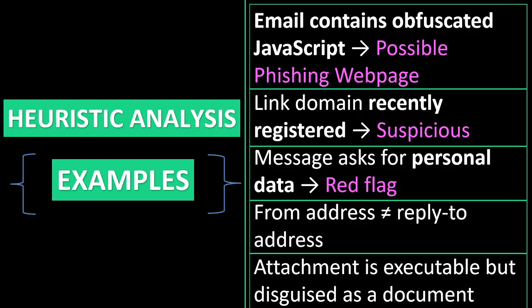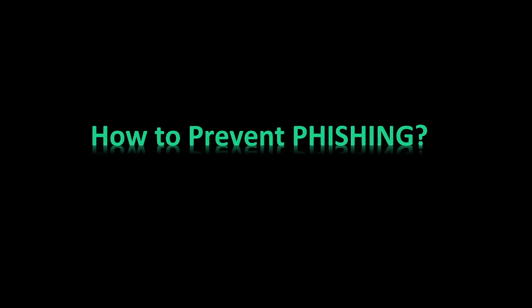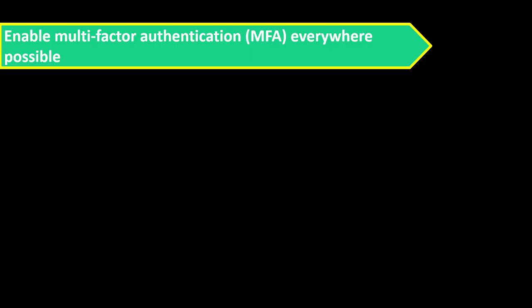Okay, so that's about how you technically detect phishing. Now let's see how to prevent phishing. First we learned what phishing is, then how to detect it by just looking at the messages or emails, then how to detect it technically or using protocols. Now that we understand how phishing works, let's look at how to prevent it. First is enable multi-factor authentication. We call it MFA.